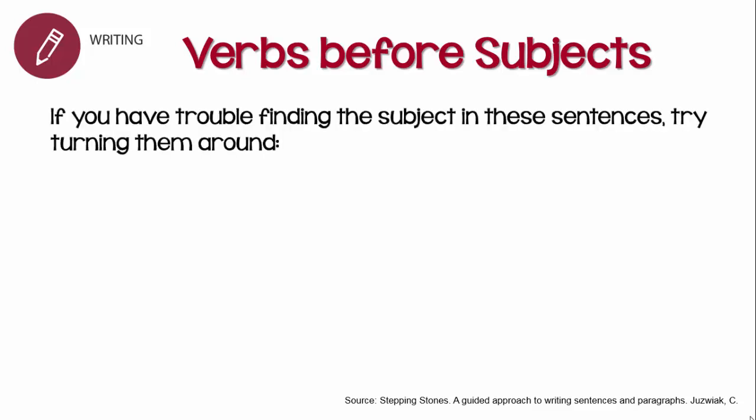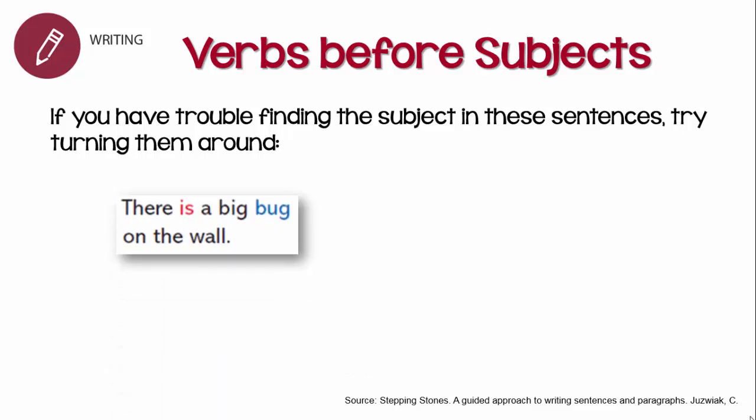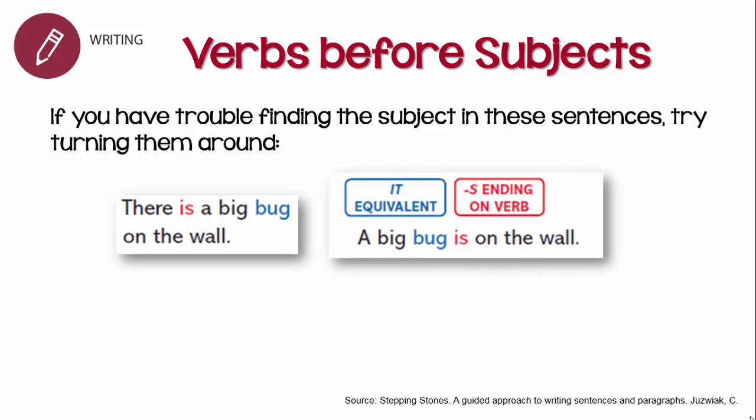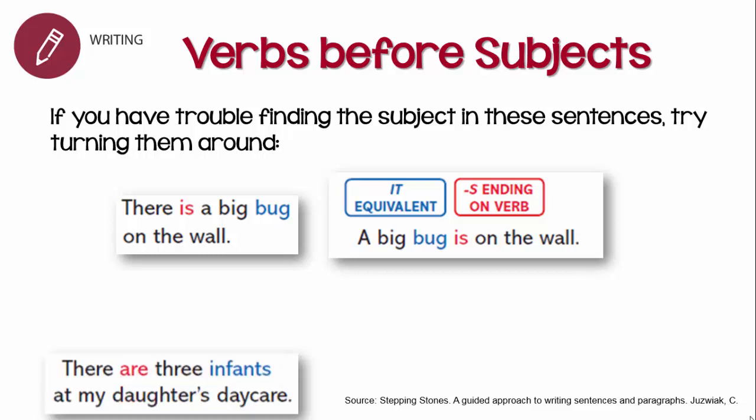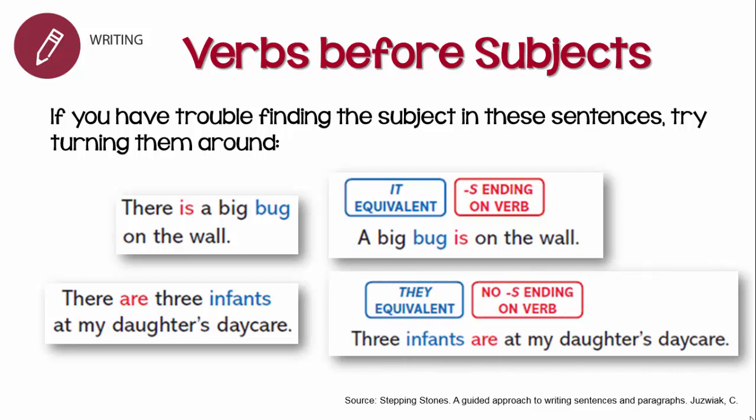If you have trouble finding the subject in these sentences, try turning them around. There is a big bag on the wall. A big bag is on the wall. Now I have made evident that bag is the subject of the sentence. There are 3 infants at my daughter's daycare. 3 infants are at my daughter's daycare. Once again, I have made my subject evident.